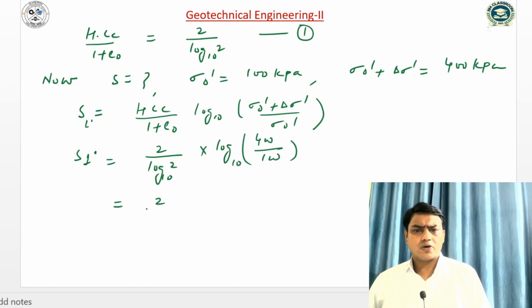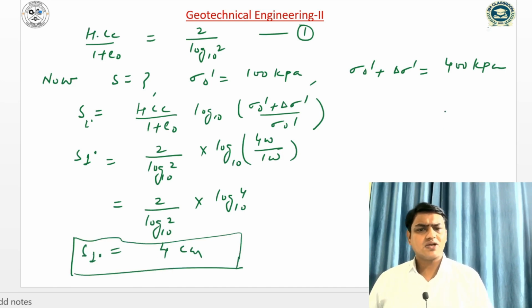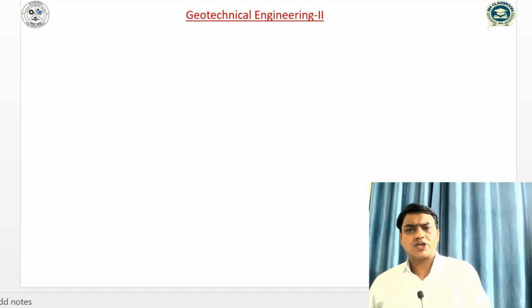So we can find log 2 divided by log 2 to the base 10 into log 4 to the base 10. So we can write log 4 as 2 log 2 to the base 10. So it will be cancelled, and the settlement will be 4 centimeter. So when effective stress is increased from 100 kilopascal to 400 kilopascal, the primary consolidation settlement is 4 centimeter.